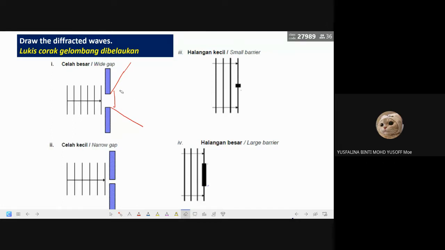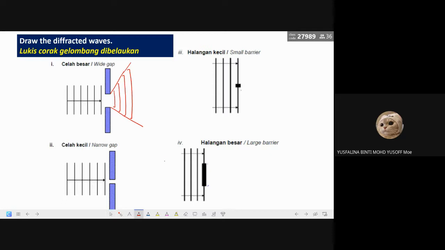So here, when you draw the wavelength when it passes through the wide gap, you have to make sure the wavelength before and after is the same. So this is the diffraction when it passes through the wide gap. The diffraction is less obvious.